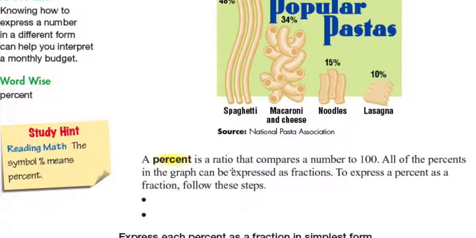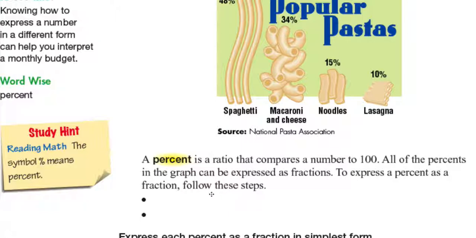A percent is a ratio that compares a number to 100. Remember what the ratio is? A ratio is a comparison of two numbers by division. And a percent is simply a different type of ratio, wherein it compares that number to 100, meaning the denominator is always 100 in a percent. So all of the percents in the graph can be expressed as fractions, and to express a percent as a fraction, follow these steps.